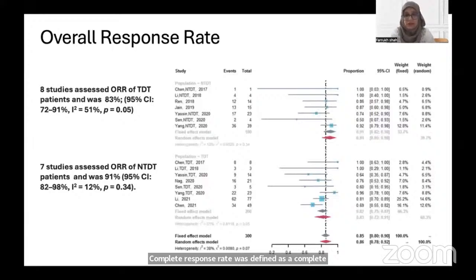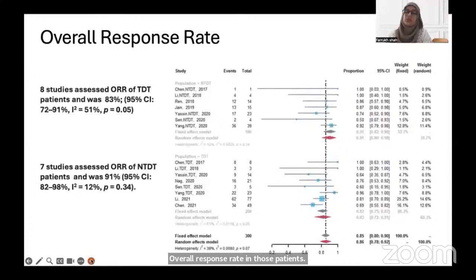If you look at this forest plot, you can see that there were 8 studies assessed for overall response rate for transfusion-dependent thalassemia patients. It was identified that there was an 83% overall response rate, with a 95% confidence interval. There was quite a bit of variability in the study as defined by the I-squared. If you look at the 7 studies looking at non-transfusion dependent patients, there was a 91% overall response rate in those patients.